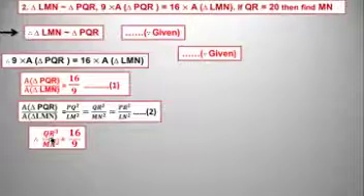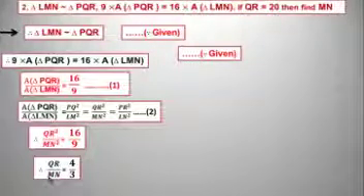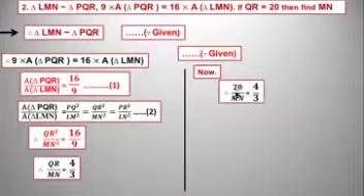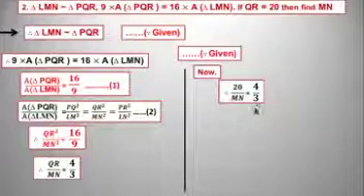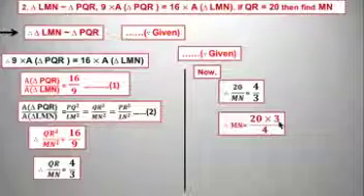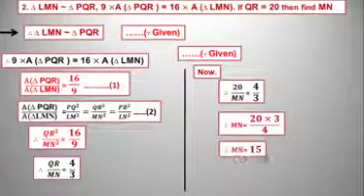Therefore, QR square divided by MN square is equal to 16 divided by 9. Taking square root of both sides, QR divided by MN is equal to 4 divided by 3. Now, 20 divided by MN is equal to 4 divided by 3. Therefore, MN is equal to 20 multiplied by 3 divided by 4. And therefore, MN is equal to 15.